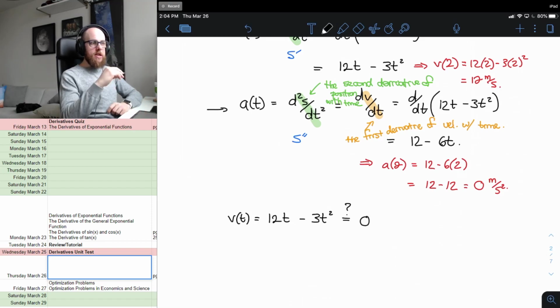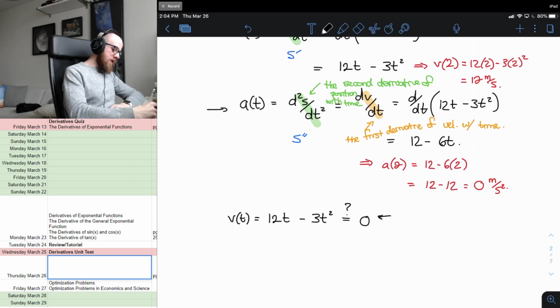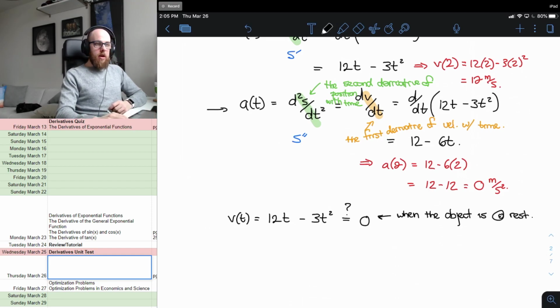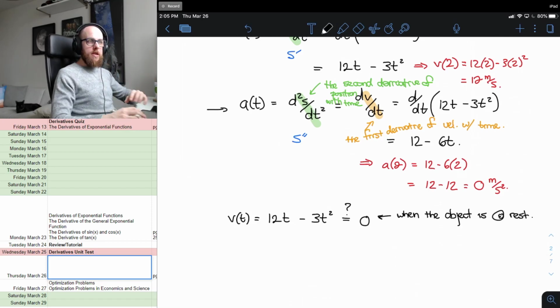Okay, when my velocity is equal to 0. By setting it equal to 0, I'm figuring out when the particle, or when the object, is at rest, right? So when the object is at rest. Okay. So now we have this quadratic equation. We're just solving for when it's equal to 0, right?